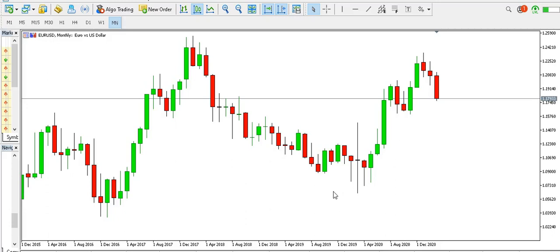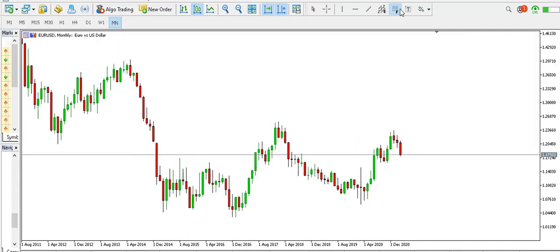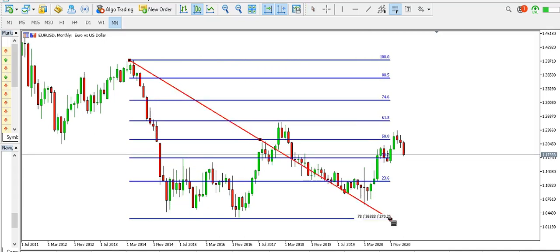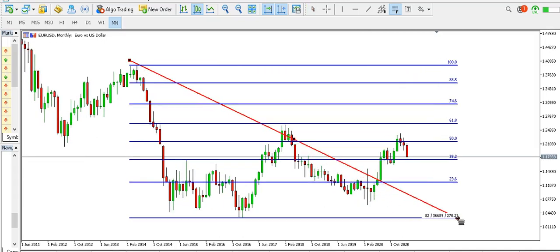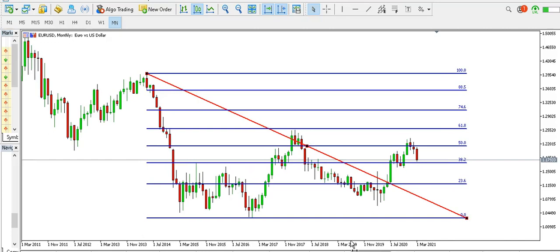Now this is the monthly chart. I'm going to look for the nearest bottom and the top. Okay, like I have a top here and I have a bottom here. So let me just draw something like this. Okay, monthly chart.